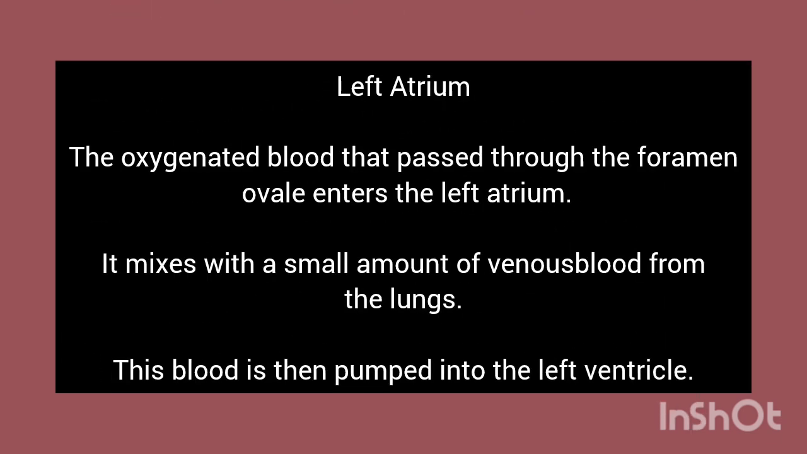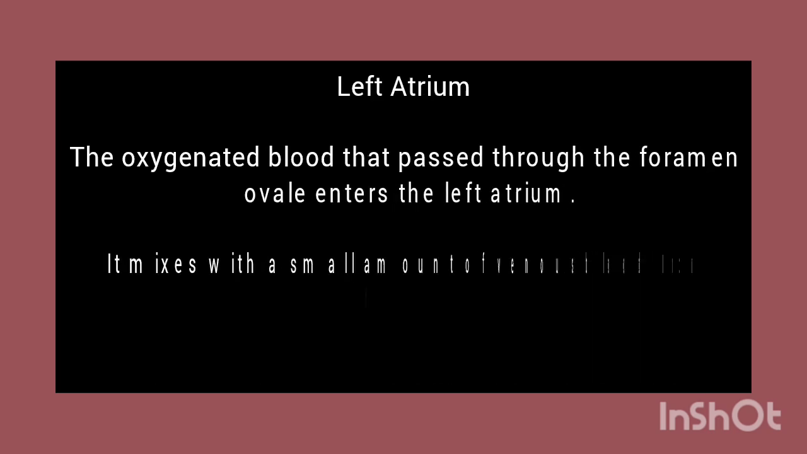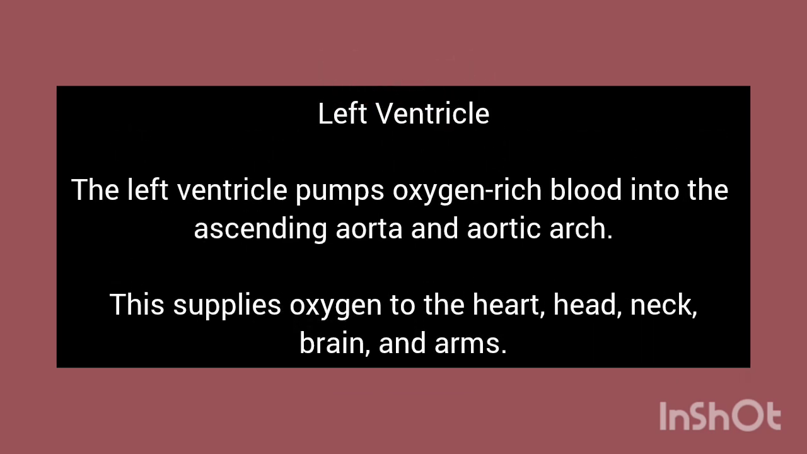Left atrium. The oxygenated blood that passed through the foramen ovale enters the left atrium. It mixes with a small amount of venous blood from the lungs. This blood is then pumped into the left ventricle. Left ventricle. The left ventricle pumps oxygen-rich blood into the ascending aorta and aortic arch. This supplies oxygen to the heart, head, neck, brain, and arms.